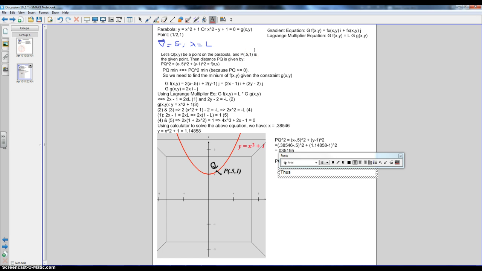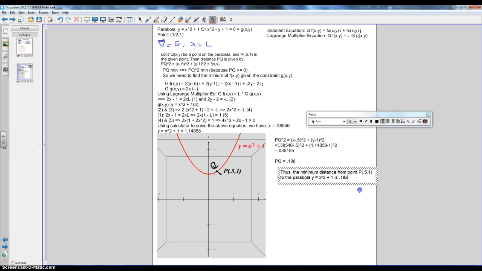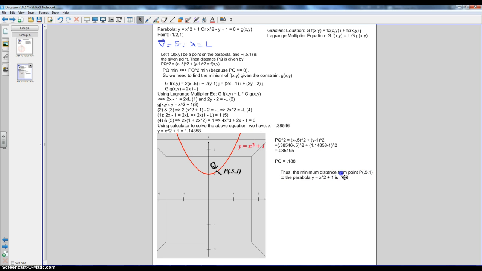So let's say, thus the minimum distance from the point P to the parabola y equal x squared plus 1 is 0.188 units of distance. So that's it. We're done with the problem. It is the correct answer.